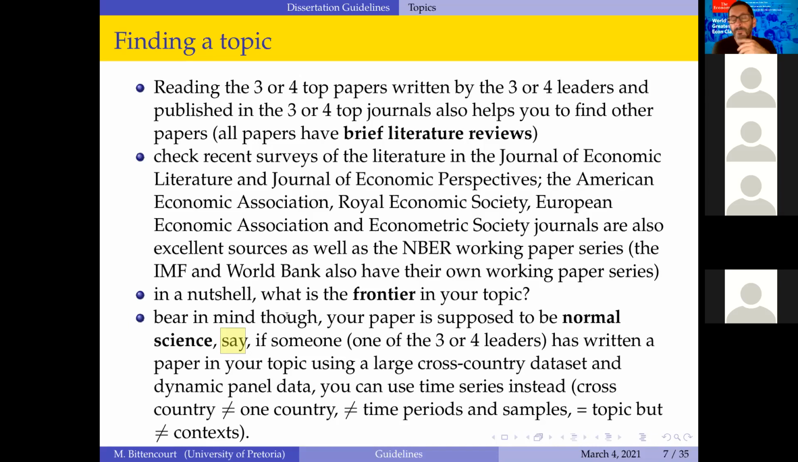Or maybe one of the 3 or 4 leaders in your subject has published a paper studying a particular subject using a bunch of countries during a particular time period. Well, maybe you have data for a different time period, and that will also be acceptable for a paper and for a topic. So you can have different samples, different time periods, maybe, but the topic is the same and the context is different. Okay.